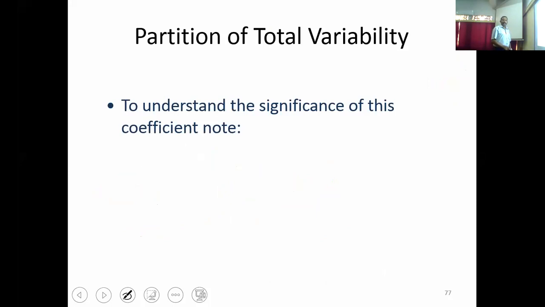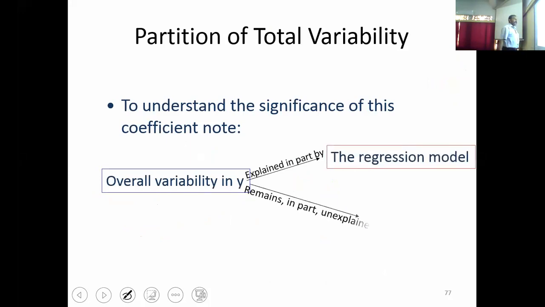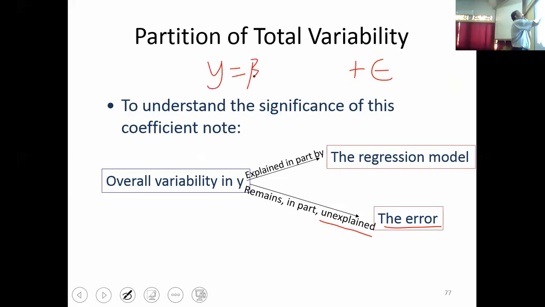So the total variability in y can be partitioned into 2 components. One is called explained variability, the other is called unexplained variability, or the error. Can you remember in the model we included a term E, error? We talked about this and this, but we didn't talk about this much earlier. So this is what we call the error term.